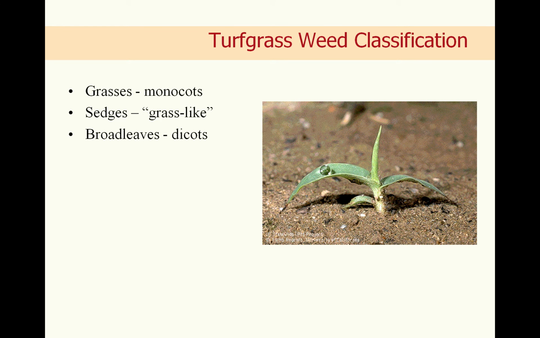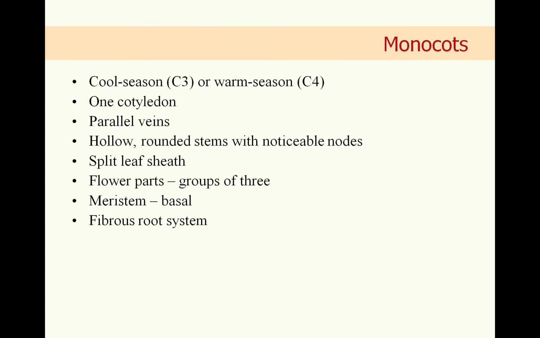There are three categories of weeds that affect turf: grasses, sedges, and broadleaves. The grassy weeds can be either warm season or cool season. Warm season grassy weeds will germinate when soil temperatures are warm in late spring and summer. Cool season grassy weeds will germinate when air temperatures are conducive to growth and development. These grasses will usually germinate in the late summer or early fall.